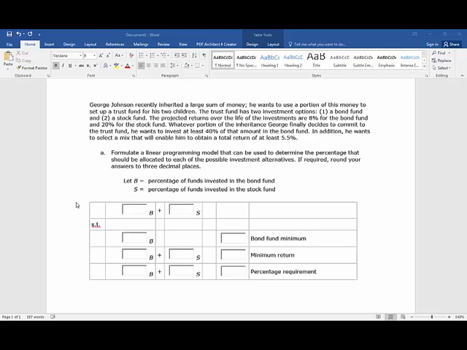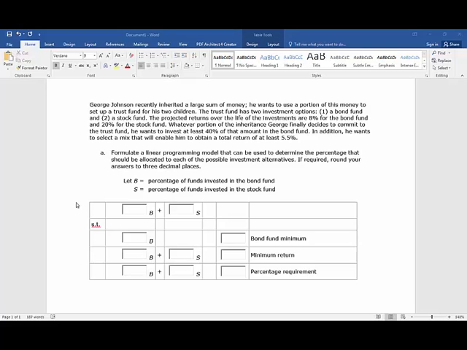George Johnson recently inherited a large sum of money. He wants to use the money to set up a trust fund for his 2 children. The trust fund has 2 investment options: a bond fund and a stock fund. The projected returns over the life of the investments are 8% for the bond and 20% for the stock. Whatever portion of the inheritance George finally decides to commit to the trust fund, he wants to invest at least 40% of that amount in the bond fund.